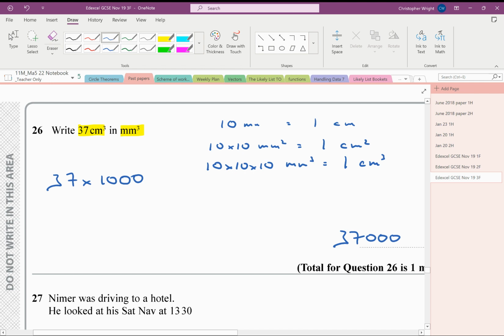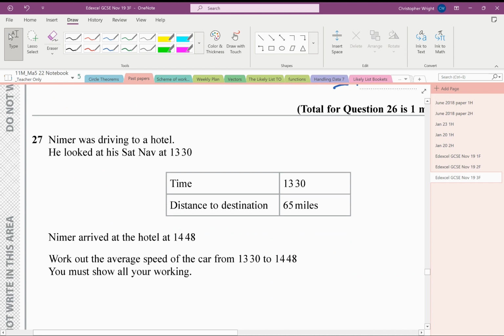Okay, let's do number 27. Nemo was driving to a hotel. He looked at his sat-nav at 13:30. Look at this, here we go, 13:30, he's got 65 miles to go. He arrived at the hotel a bit later, look, 14:48. I wonder how much later that is, out of interest. It's an hour from 13:30 to 14:30, then another 18 minutes, isn't it? So that's 1 hour and 18 minutes, which, by the way, is 78 minutes. I don't know why I'm working this out, but you never know, it might be useful.